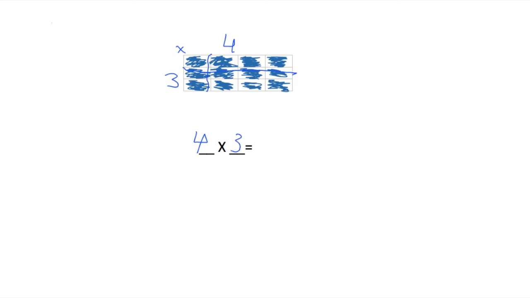Now if you know your multiplication facts, that's 12. Or you can use a multiplication chart, or you can count them all up. But for this problem, I want to count them all up to see if our answer is right, because we always want to check, right? So 1, 2, 3, 4, 5, 6, 7, 8, 9, 10, 11, 12. So our answer is correct. 4 times 3 equals 12.